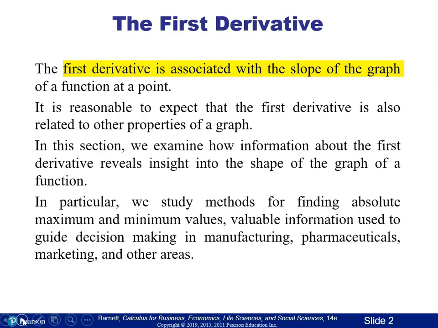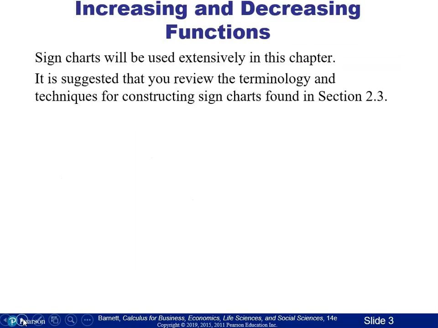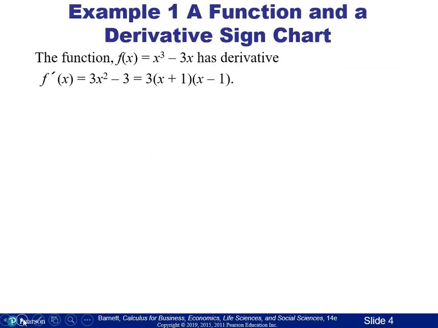Okay, we've talked before about the first derivative being associated with the slope of the graph of a particular function at a point. That is an important concept that we're going to be working with, and that's going to let us find maximums and minimums, absolute maximums and minimums, maximum revenue, minimum cost, things of that nature. We'll be using sign charts, which we've talked a little bit about before, but that will primarily be the way that we do this. So we're going to go ahead and take a look at some of this.